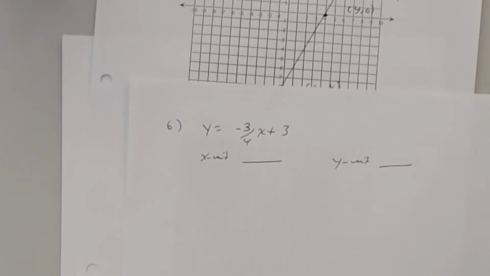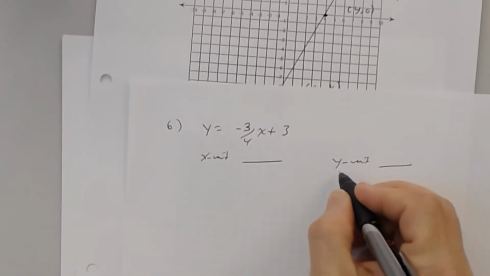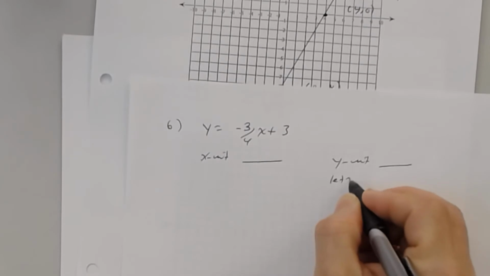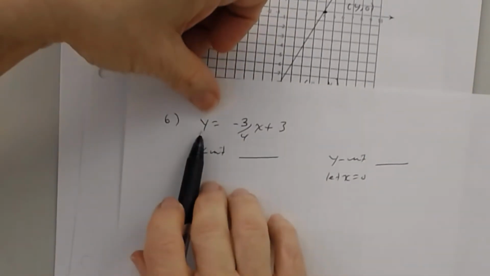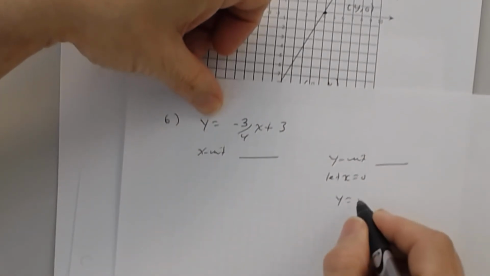The y-intercept is going to be the easy one to find here. So let's do the y-intercept first. To find the y-intercept, you let x equal 0. So if x is 0, I get this: y equals 3.